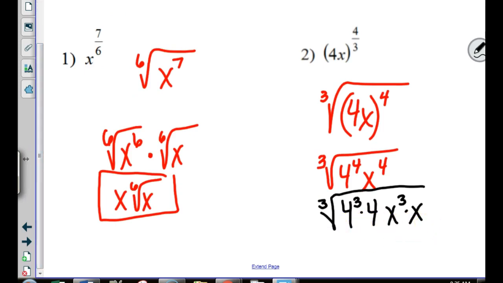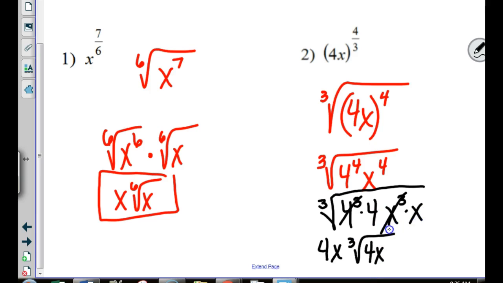Okay. Well, what's the cube root of 4 cubed? Just 4, right? That would be the cube root of 64, which is 4. So this is taken care of. He's now out of jail. He's out here. And the cube root of x cubed would be x. And now left in here is still a cube root of a 4 and an x, right?